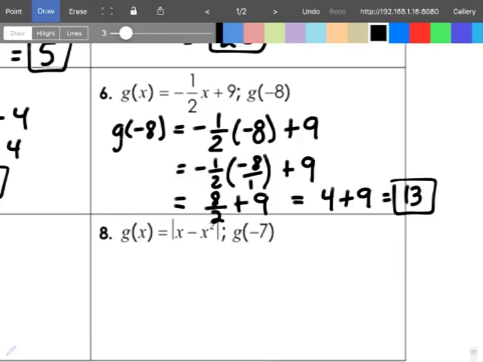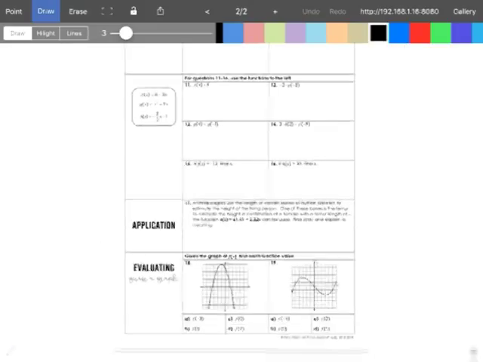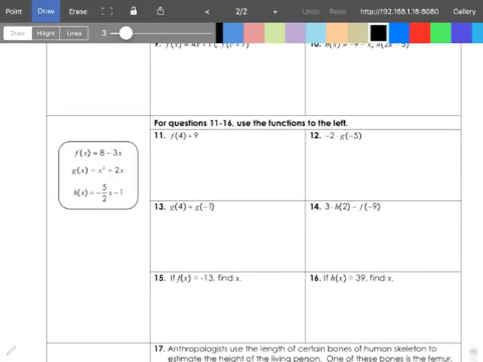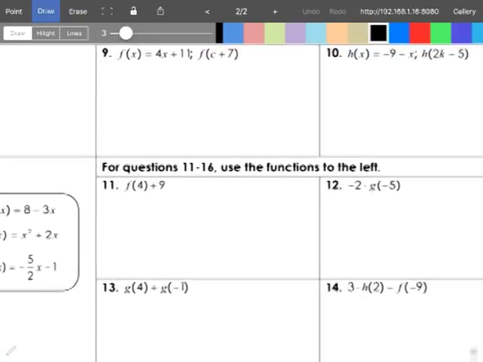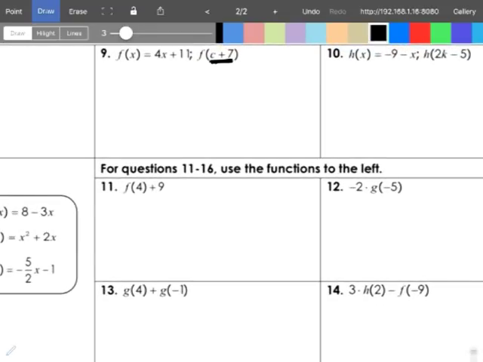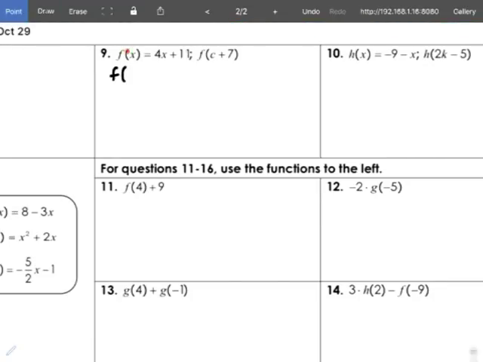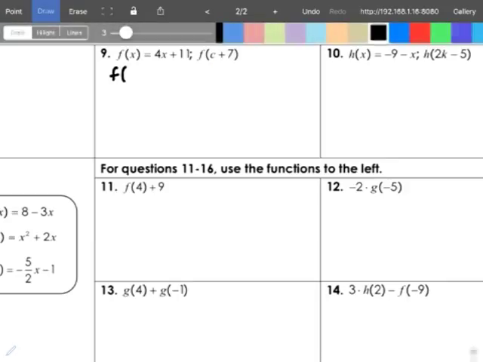So let's try number 9. Now look at number 9. 9's a little different. Notice how now we have c plus 7 for the variable. So this is what this means. We're going to plug in c plus 7 now, because it says here that our x in f of x is now c plus 7. So that means everywhere I see an x, I'm going to plug in a c plus 7.